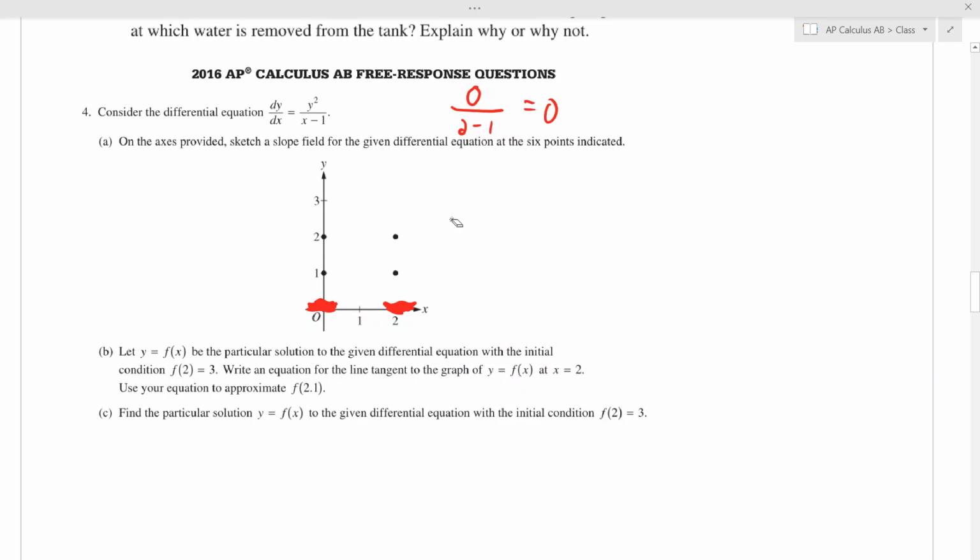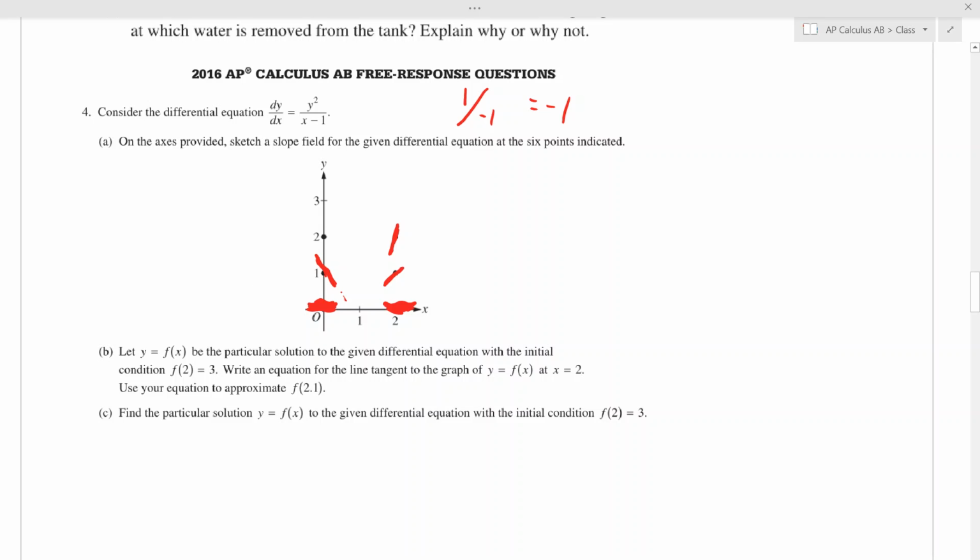At the point 2, 1, you're going to have a slope of 1 squared over 2 minus 1, which is 1. So a slope of 1 would look like that. At the point 2, 2, you're going to have 2 squared, which is 4, over 2 minus 1, which is 4. So it's going to be a lot steeper, something like this. At the point 0, 1, right here, you're going to get 1 over negative 1, which is negative 1. That would have a slope like this.